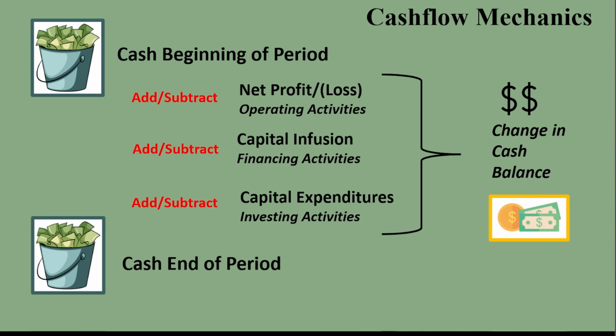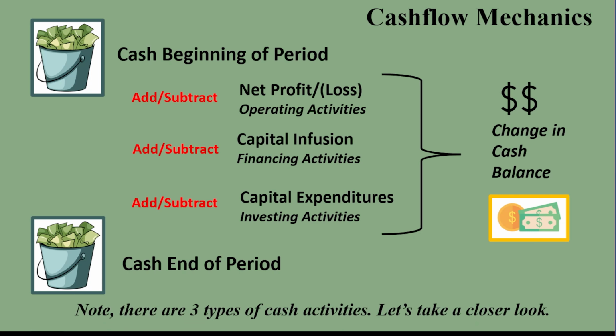And there you have it, the basic mechanics of cash accounts. A bucket full of cash at the start of a period with activity in 3 different categories during the period that gets you to a larger or smaller bucket of cash at the end of the period. Note, there are 3 types of cash activities that go through the bucket. Let's take a closer look at each one of these now.